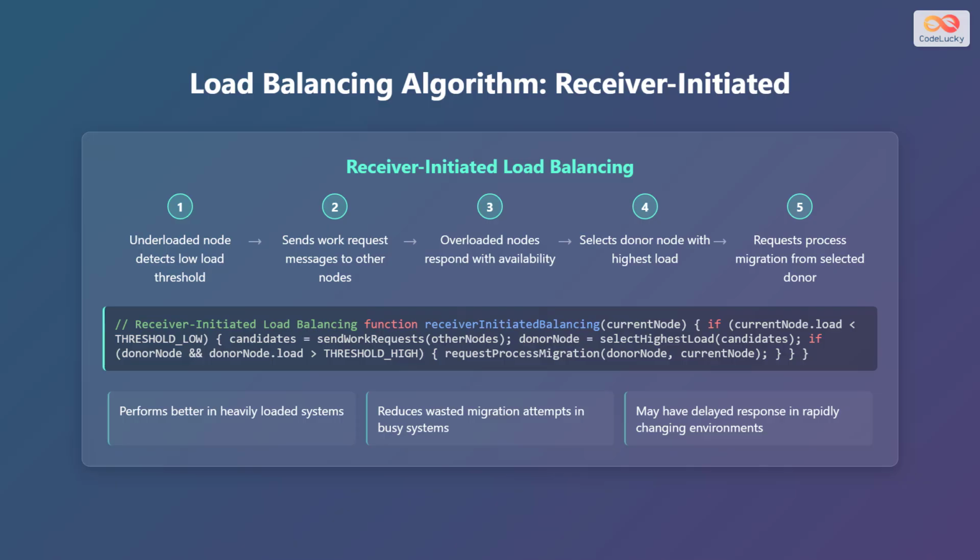If the current node load is less than the low threshold, the candidates are chosen from the send work requests to other nodes. Donor node is chosen as the highest load among the candidates. If the donor node exists and the donor node load is greater than the high threshold, then request a process migration from the donor node to the current node.